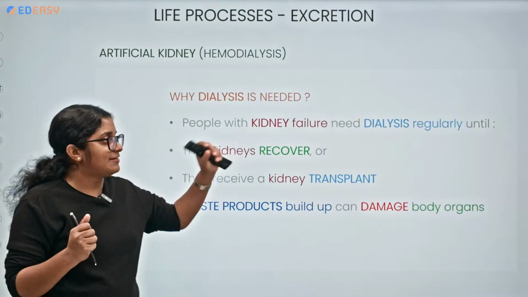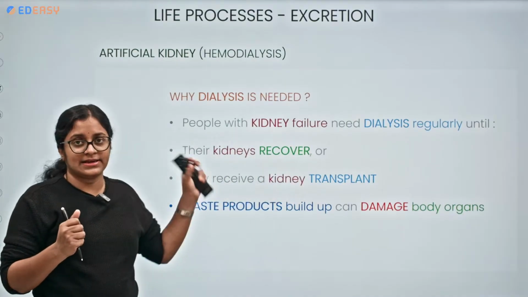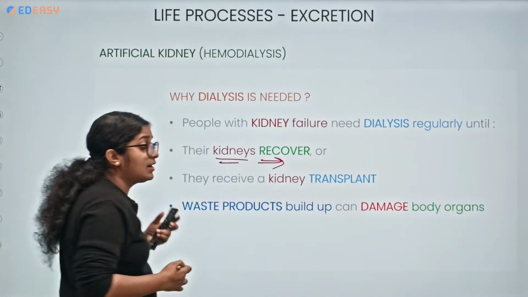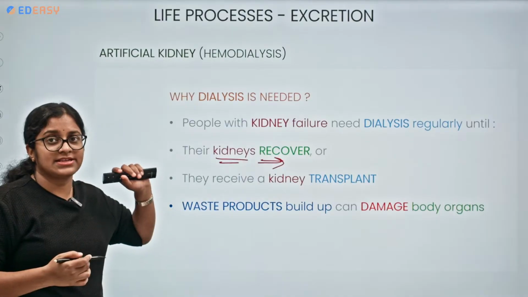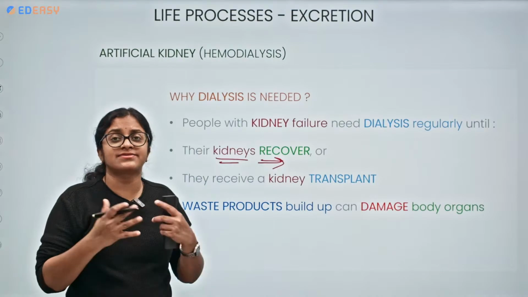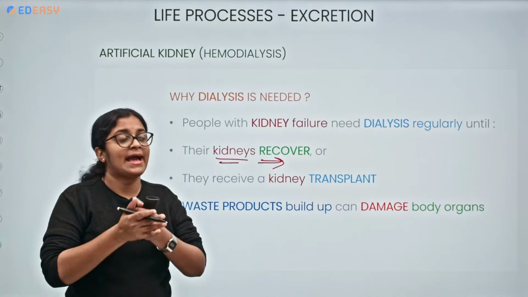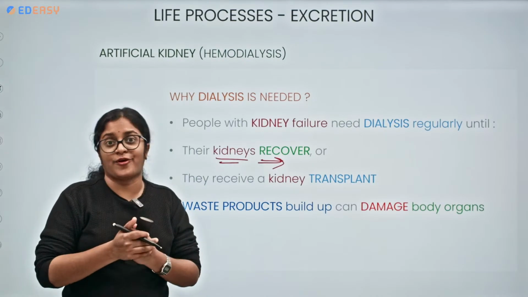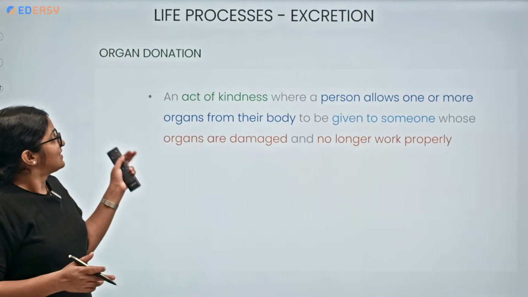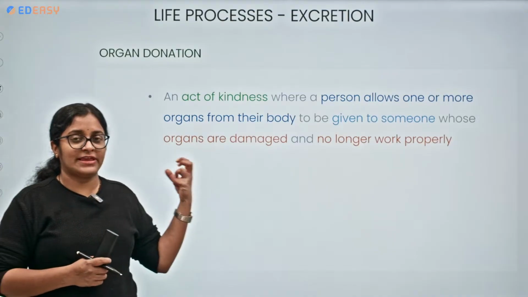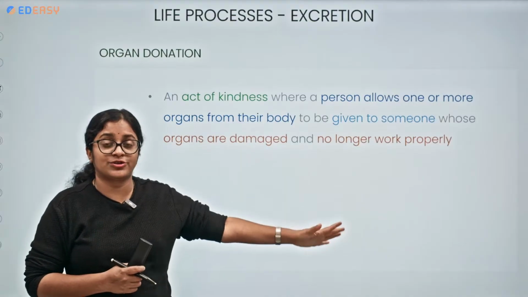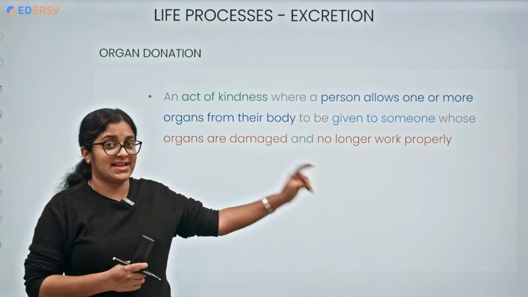So people with kidney failure need dialysis regularly until their kidneys recover, or they receive a kidney transplant. Otherwise what happens? There are chances that nitrogenous waste products will build up and might damage the body parts also. Okay, so that's the reason. As we have told, in kidney failure cases there is an option of transplantation as well.